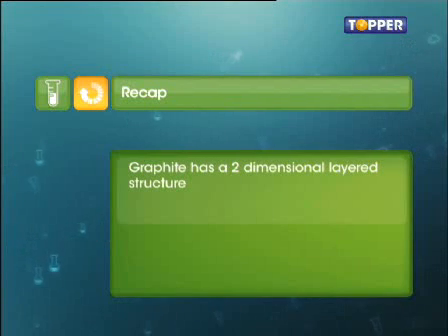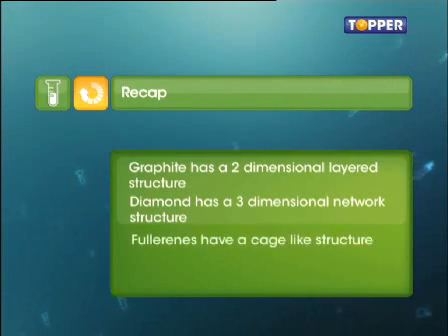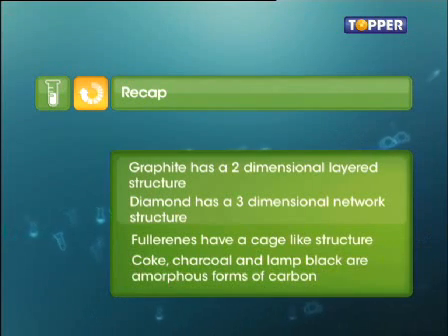Graphite has a two-dimensional layered structure. Diamond has a three-dimensional network structure and fullerenes have a cage-like structure. Coke, charcoal and lamp black are amorphous forms of carbon.